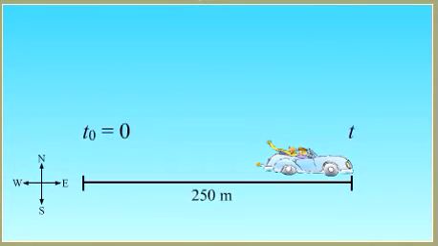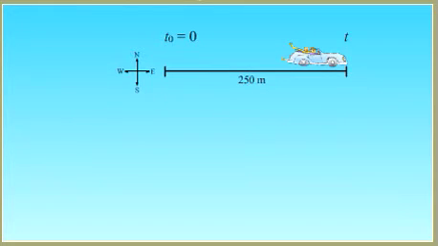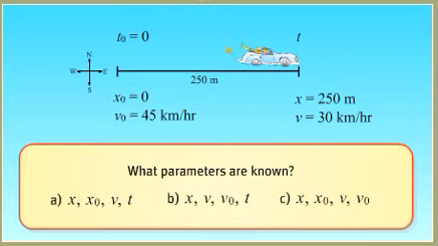A good way to start on any problem is to draw a picture to visualize what is happening and then write down the information given in the problem, such as the initial and final velocity and the distance traveled. We are trying to find the acceleration. Which parameters are known?